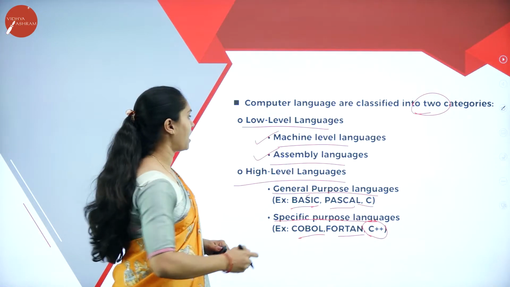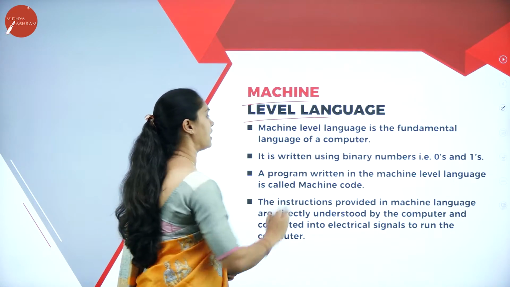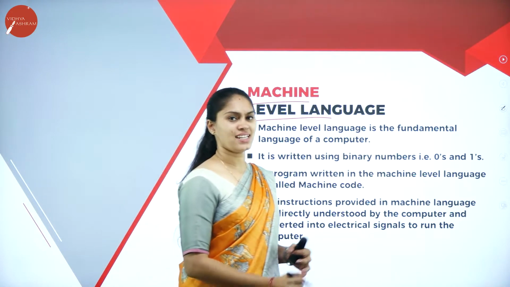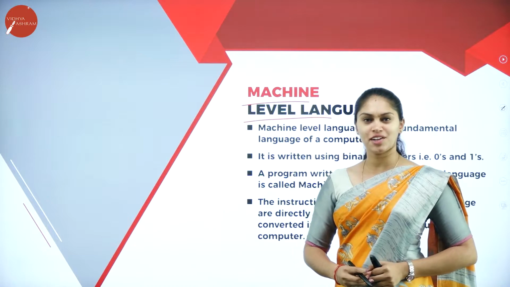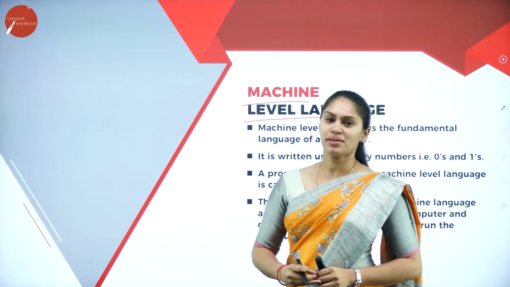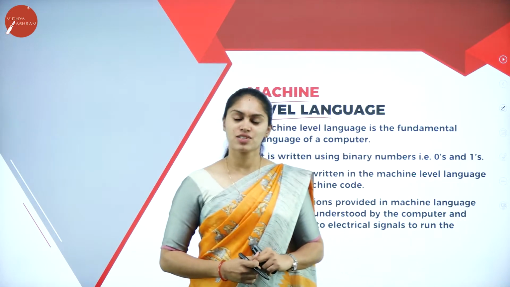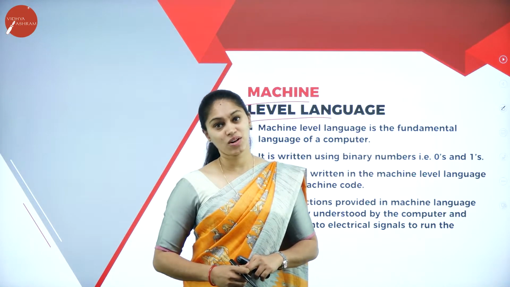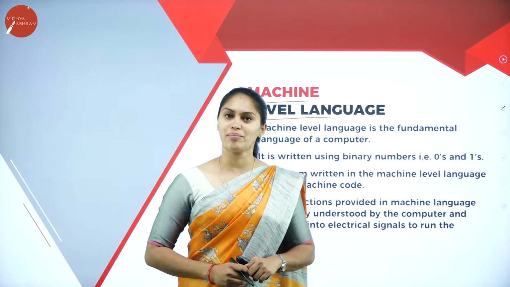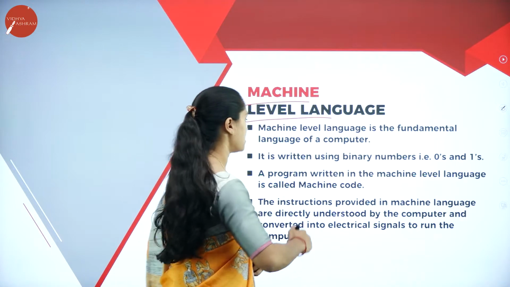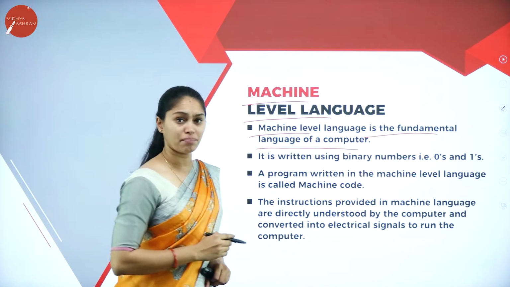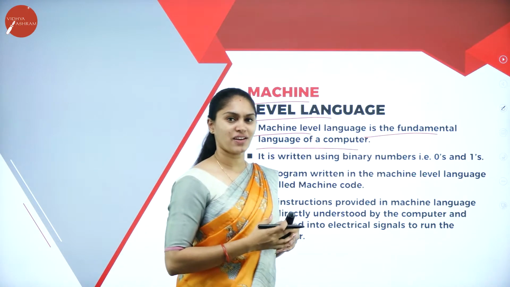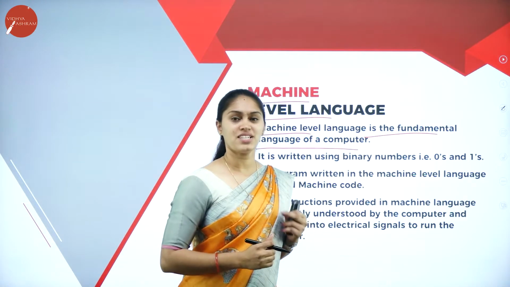So now we'll see regarding machine level language. As I discussed, the computer understands only zeros and ones. If it is zeros and ones, then that will be termed as what? Binary language. If it is a binary language, that is what? Machine understandable programming languages. So, this is machine level language. It's the fundamental language of a computer. What is the mother tongue of a computer? That is machine level language.